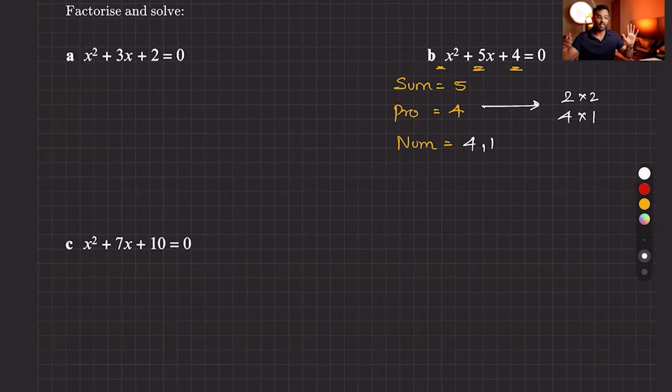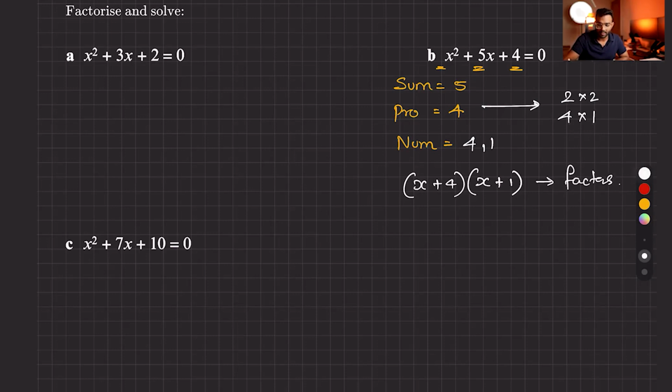4 plus 1 is 5. 4 times 1 is 4. So how would you put it into a bracket? It would be x plus 4, x plus 1. Done. These are your factors. And what are your solutions, guys? It will be x equals minus 4 and x equals minus 1.